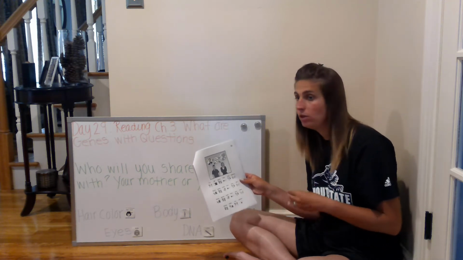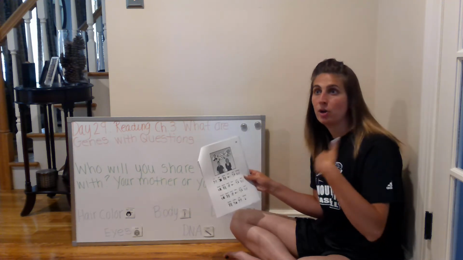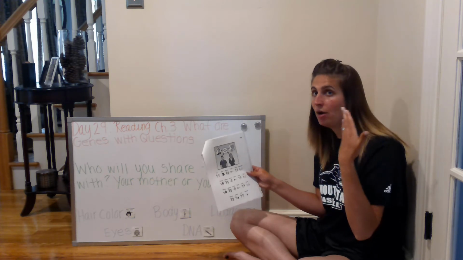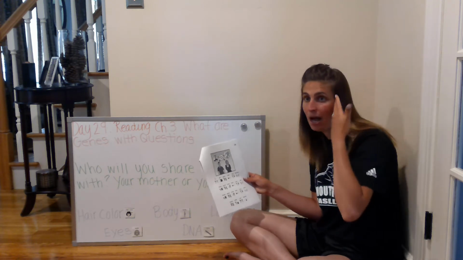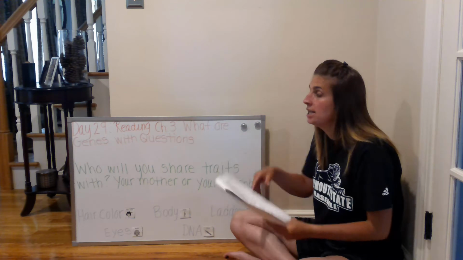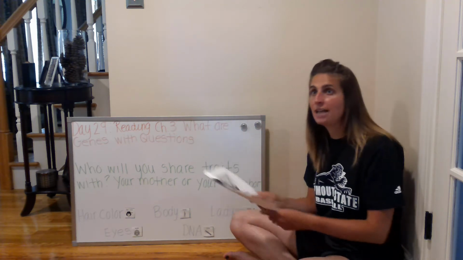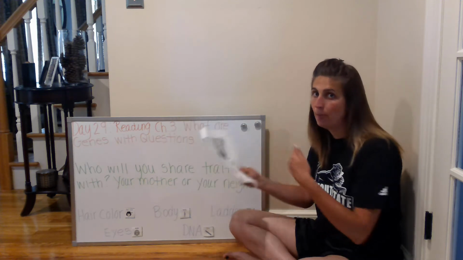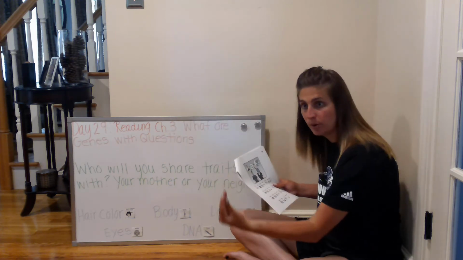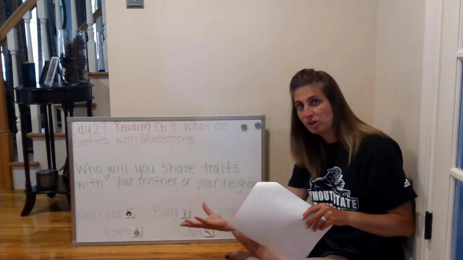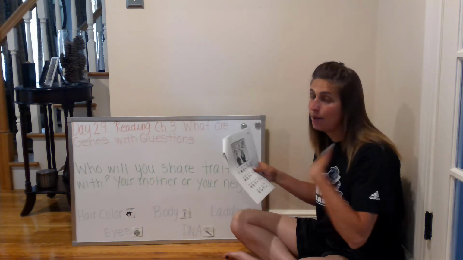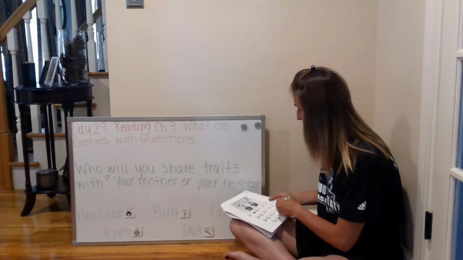For example, if your mom has brown hair and you have brown hair, you got that gene from your mom. Say if your dad has blue eyes and you have blue eyes, then you got that gene from your dad. So you share some genes from both your parents. You get some genes from your mom and you get some genes from your dad, and that is what makes you special.